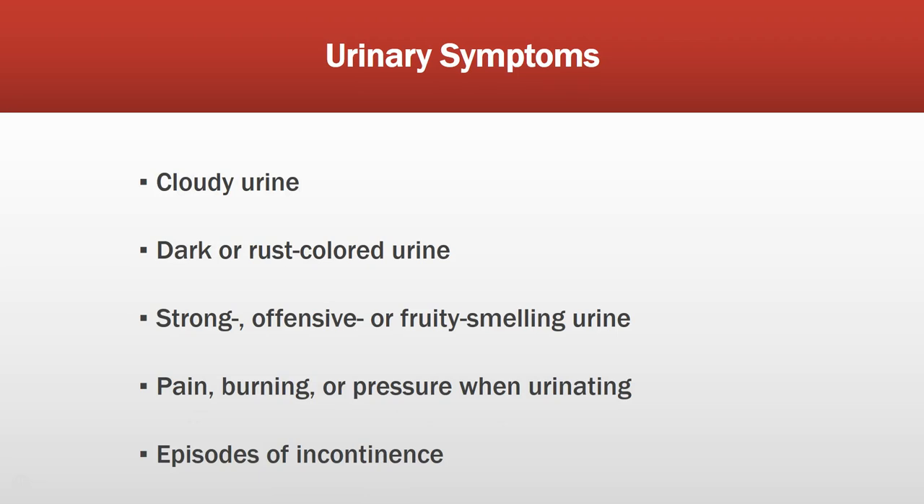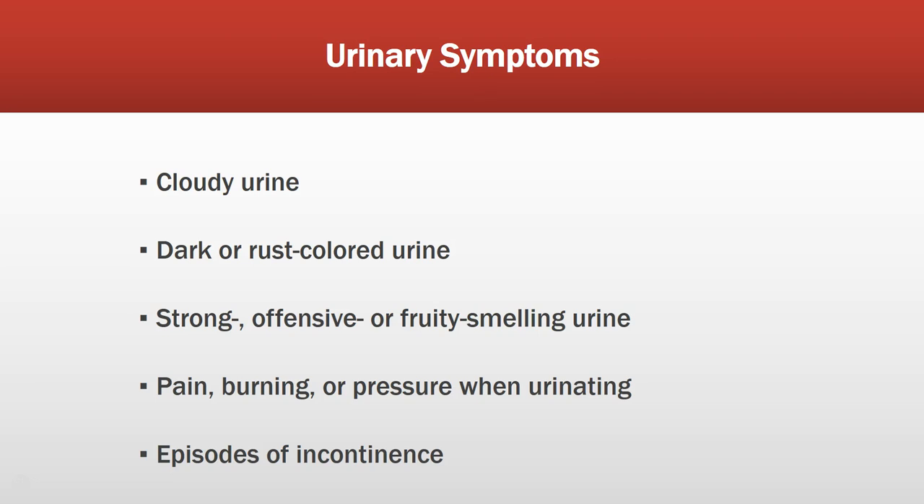Here are some characteristics of abnormal urinary symptoms that would need to be reported to the supervisor or nurse. Cloudy urine could mean several things. Urine can become cloudy as it stands, but if it is cloudy after being freshly voided, that means it's infected. Dark or rust-colored urine may indicate the presence of blood or that the person is not consuming enough fluids.